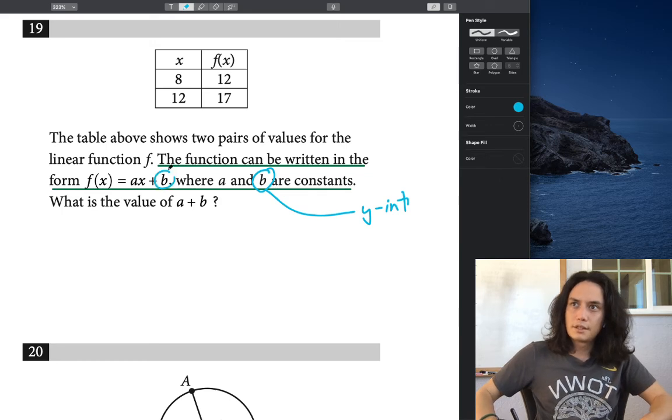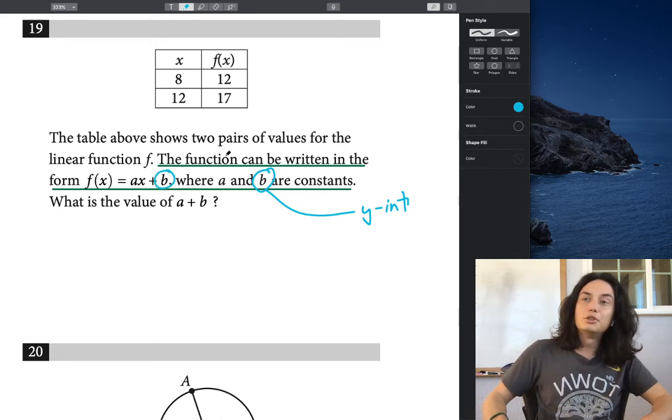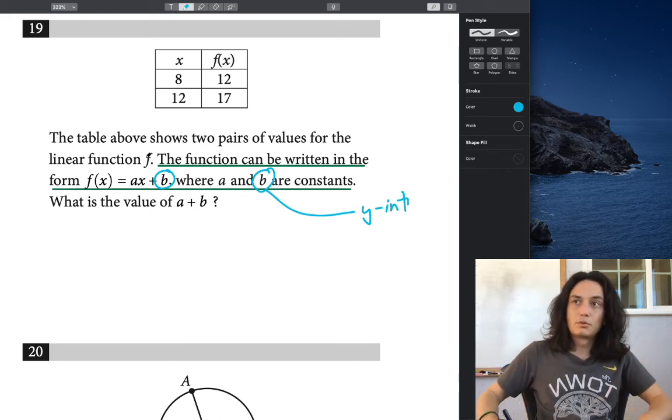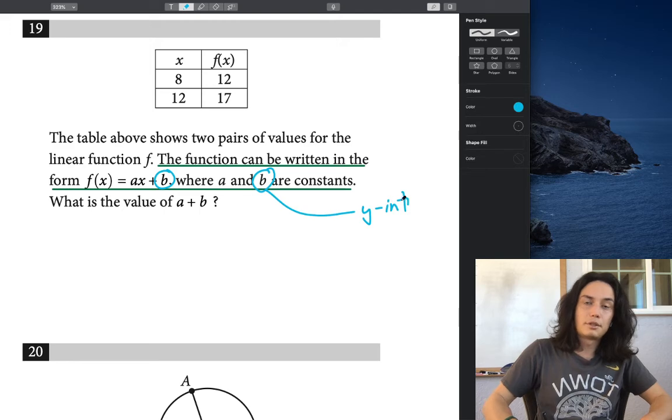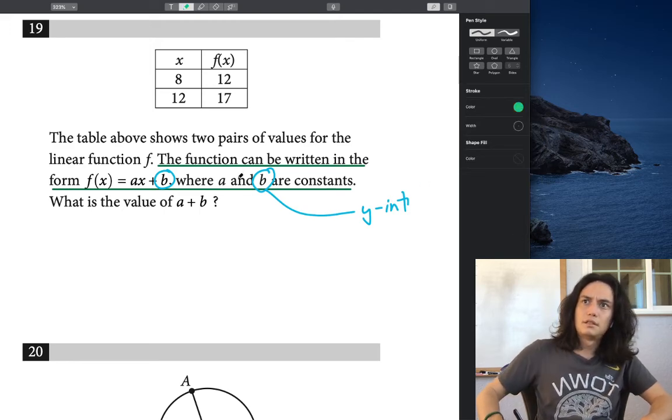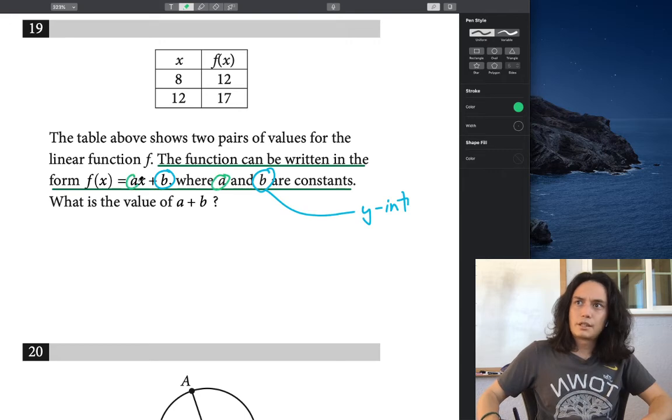That's what b is. It's the y-intercept. Theoretically, you could write this function in the form y equals mx plus b. You could write it in slope-intercept form, where b is the y-intercept. And then similarly with a, a is just the slope.